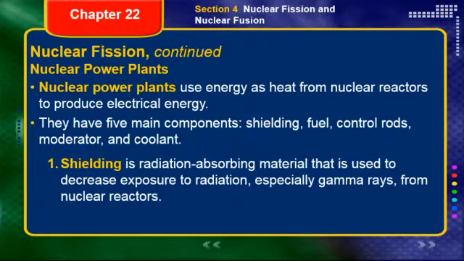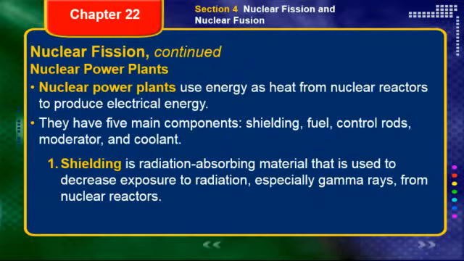First thing we're going to look at is shielding. Shielding is radiation-absorbing material that is used to decrease exposure to radiation, especially gamma rays from nuclear reactors. You might ask, why especially gamma rays? Because they're very high energy. And if they're very high energy, they're potentially very damaging, as we talked about the last time we met in class.